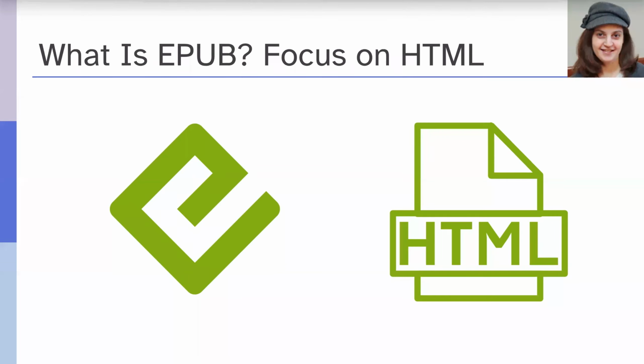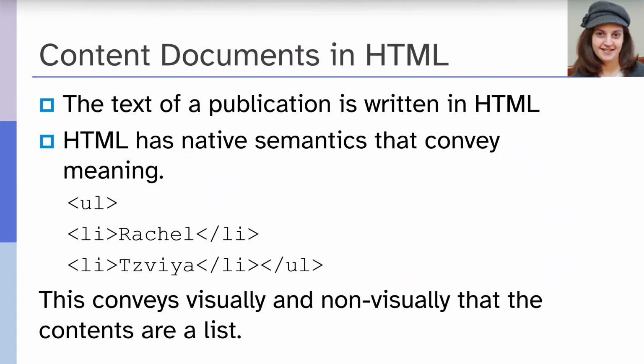Thanks, Rachel. So let's talk a little bit about HTML. HTML, hypertext markup language, is the way that we convey text on the web and also in ebooks. The text of our publications is written in HTML, actually XHTML, extensible hypertext markup language. All HTML tags have native semantics that convey meaning. That might sound a little confusing.